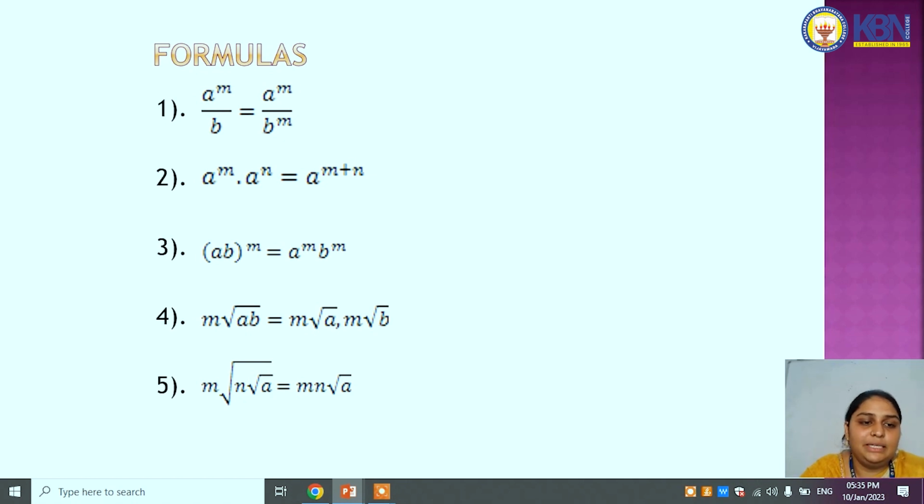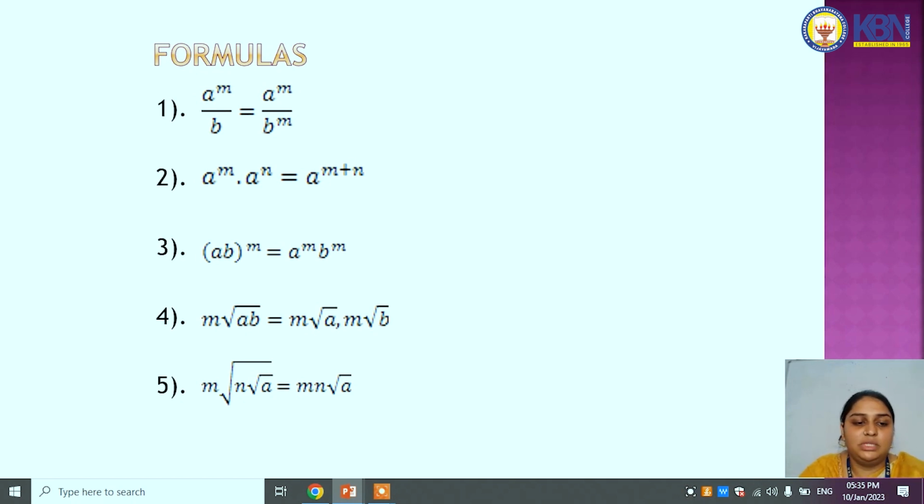Now the second term is a^m into a^n, which can be written as a^(m+n). When the bases are equal, the powers or exponents can be added. The next one is (ab)^m, which can be written as a^m into b^m. Similarly, in roots we can define that m-th root of ab can be written as m-th root of a into m-th root of b. And the fifth term is m-th root of n-th root of a, which can be written as mn-th root of a.